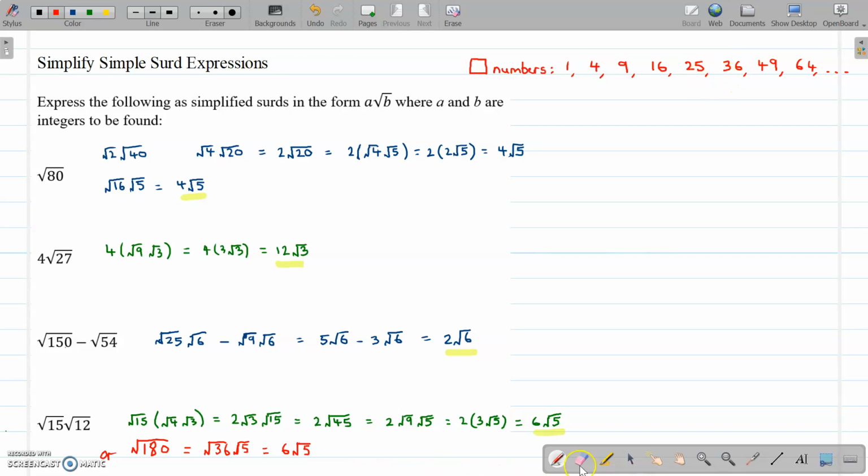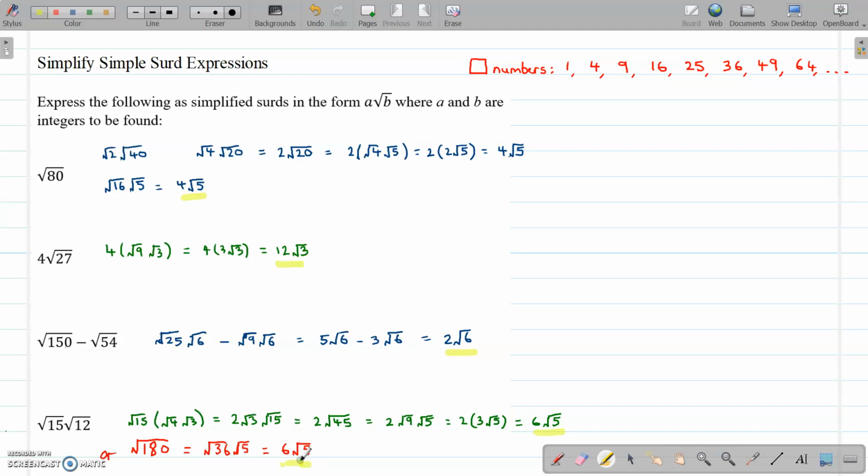Okay, so there's some information on surds, simplifying them and solving these kinds of problems where you're given an expression that isn't simplified and you've got to give it in the form a root b.